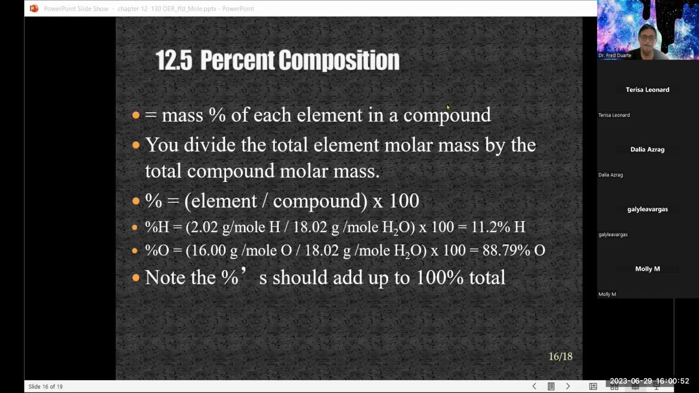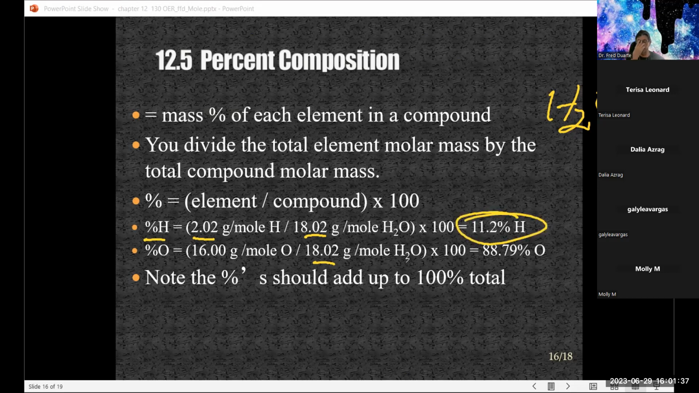Obviously, water here, you need the molar mass. And if you need the molar mass, you also need the formula. So whenever you're going to calculate the percent composition, you have to have the formula. So we have H2O, and we know that's the formula for water. And the total molar mass for water is 18.02. Then we look at each element. There are 2 hydrogens. Each one is a total contribution of 2.04 grams per mole. We divide that by the total molar mass times 100.